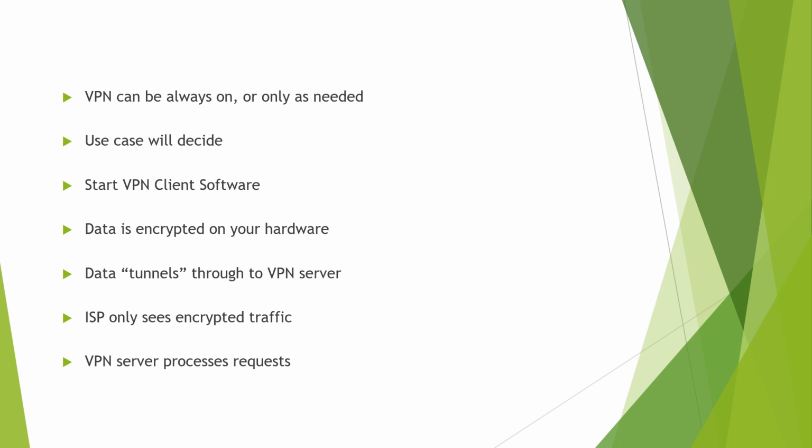A VPN connection can be on at all times, but it may also be turned on as needed by using VPN client software. In most cases, the user will have to start the VPN client software manually. The software then encrypts the data even before it hits the ISP or the coffee shop Wi-Fi providers. The data then goes to the VPN encrypted and is processed at the other end of the tunnel by the VPN server.